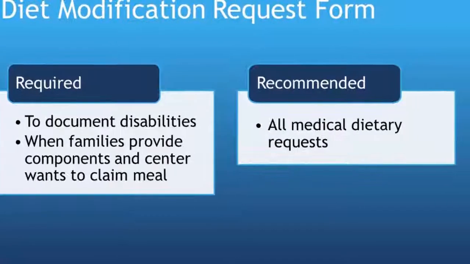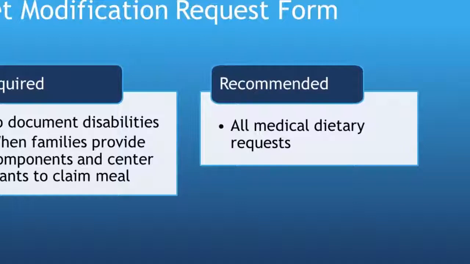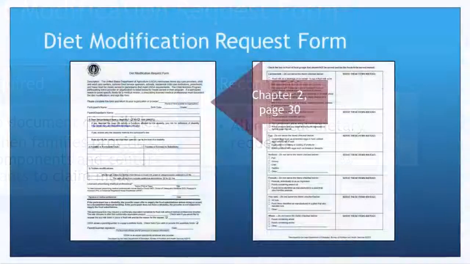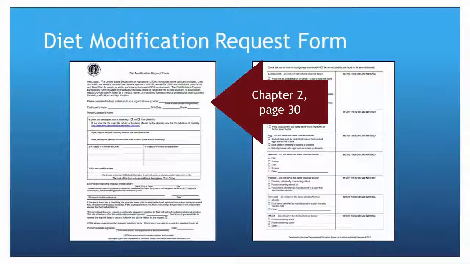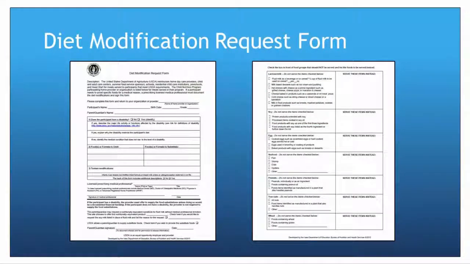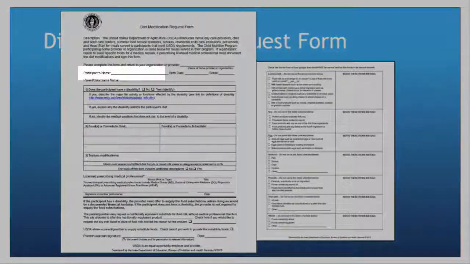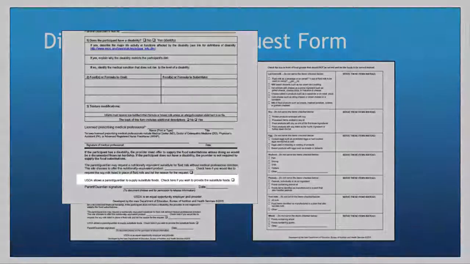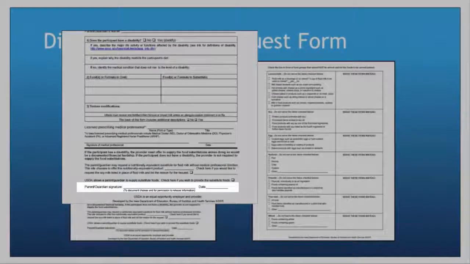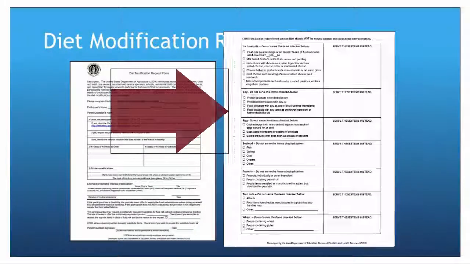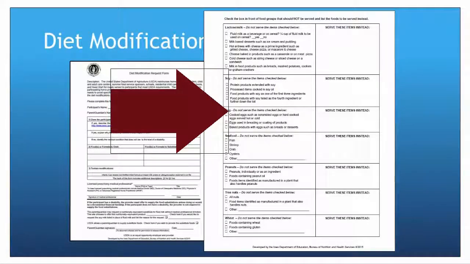A diet modification request form is recommended for all medical dietary requests. The form is available in the CACFP Administrative Manual. The diet modification request form must include the participant's name, an indication if the participant has a disability, foods to omit and foods to substitute, signature of a medical authority, a decision by the family indicating if they will provide the food substitutions, and parent-guardian signature and date. The back of the form is optional to provide additional information.